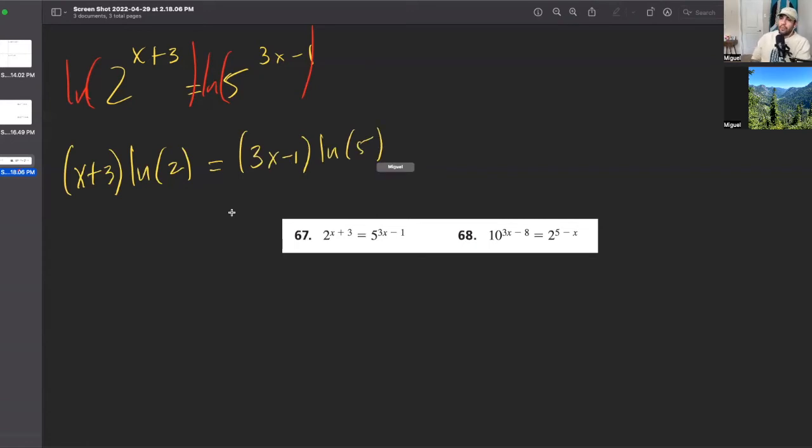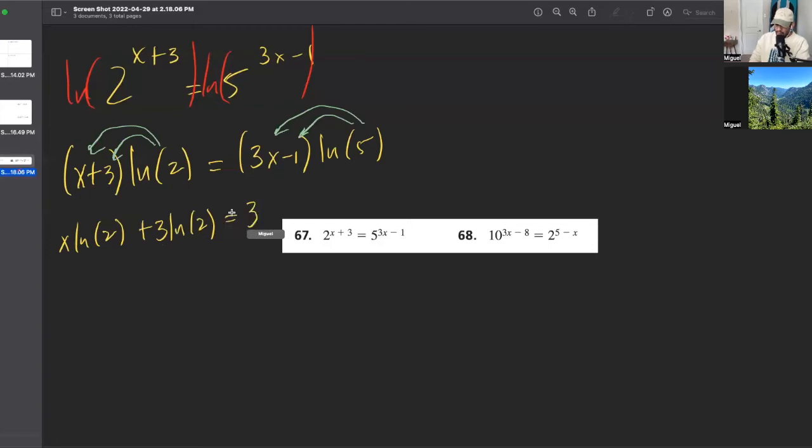This is where things get really tricky because we can't just divide the natural log of 2 to the other side or perhaps the natural log of 5 to the other side. We need to go ahead and distribute both of the natural logs to these values. So I'm going to go ahead and do x natural log of 2 plus 3 natural log of 2 equals 3x natural log of 5 minus natural log of 5.